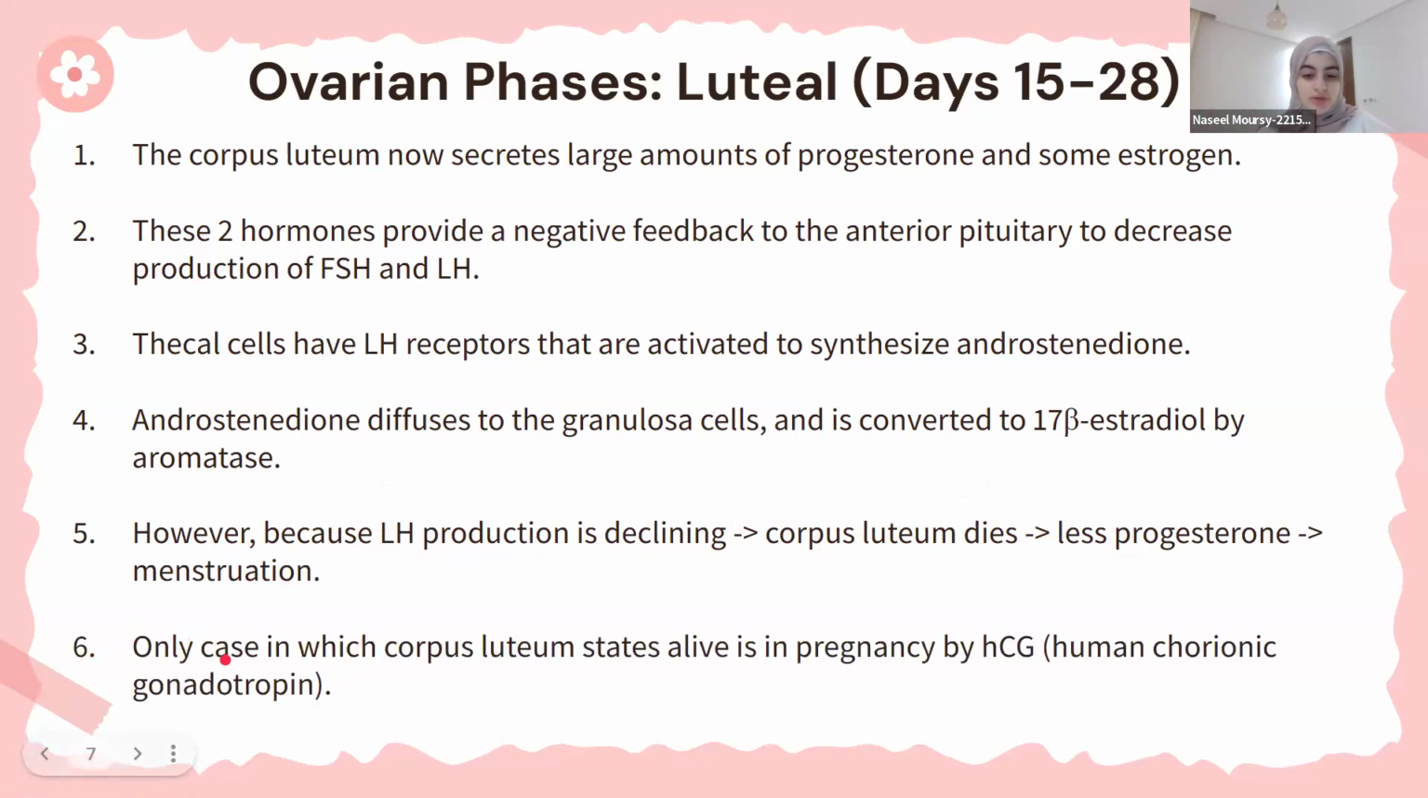Well, this was actually supposed to be a question for you guys, but I already showed the answer. So the only case in which the corpus luteum stays alive is in pregnancy, by hCG, which is human chorionic gonadotropin. Right, we said the corpus luteum needs LH to keep it alive. So when LH goes down because of the negative feedback, you get the corpus luteum dying, right? However, there are cases in which the corpus luteum stays alive, and that case is pregnancy. Okay, it doesn't stay alive because of LH though. It's because of human chorionic gonadotropin.